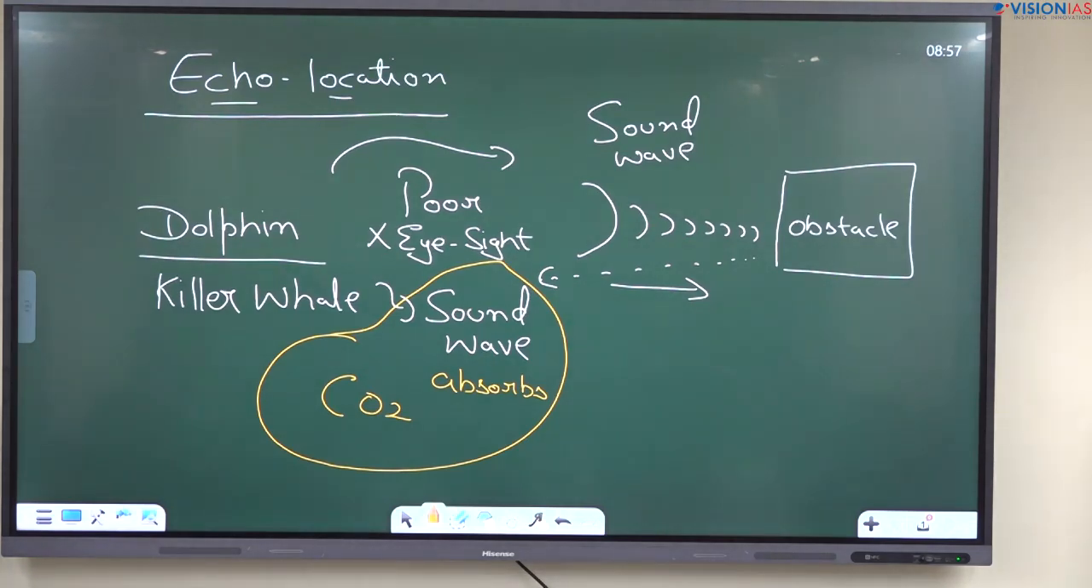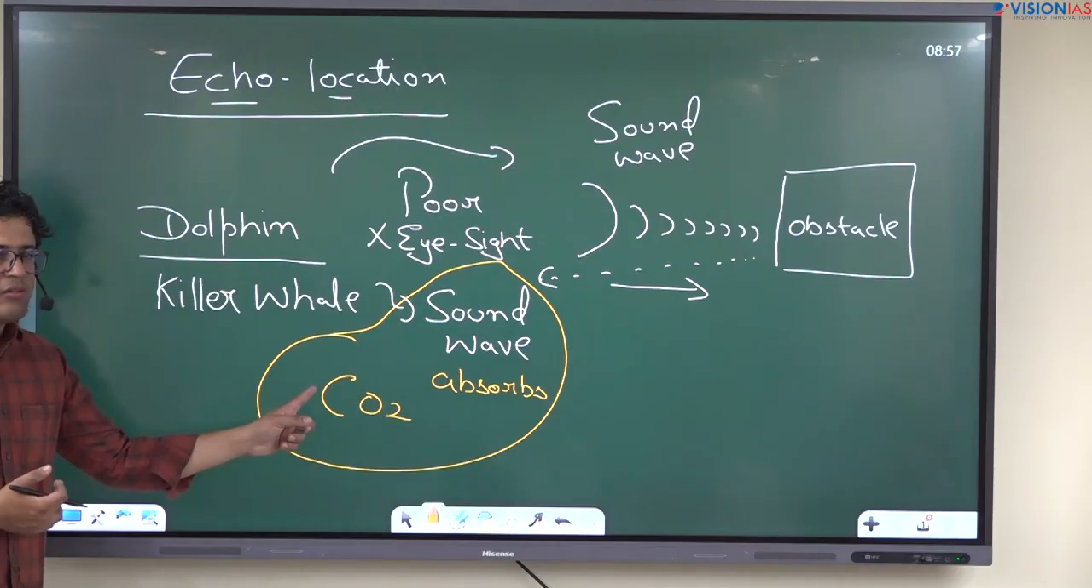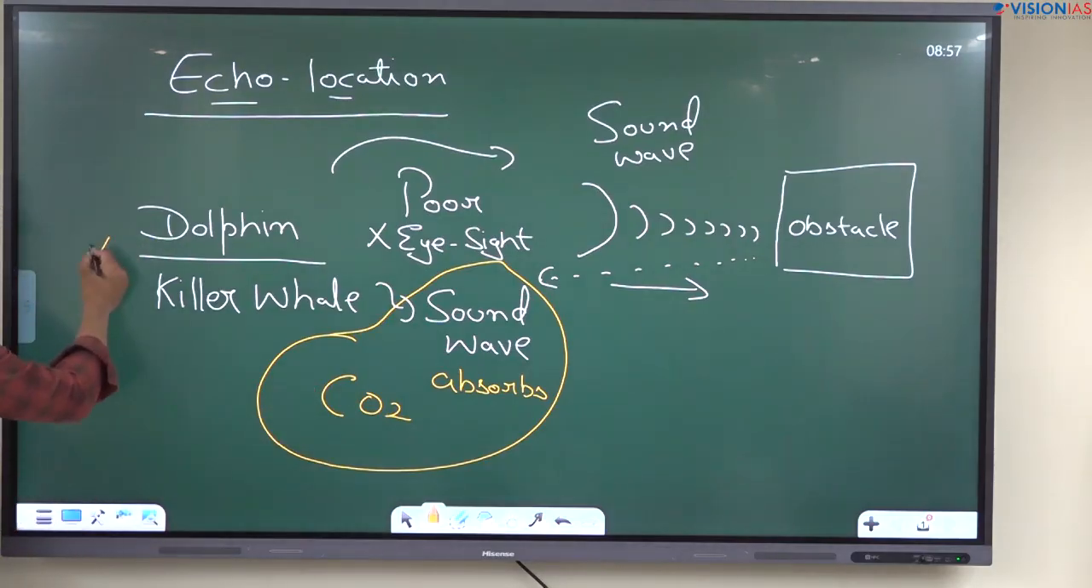So what would the problem be then? If carbon dioxide absorbs the sound wave, the problem would be the dolphin will not be able to receive it. The dolphin will release the sound wave, but will not receive it back because the sound wave would be absorbed by the carbon dioxide. So they will not be able to find their path. They will not be able to select which path they have to move.